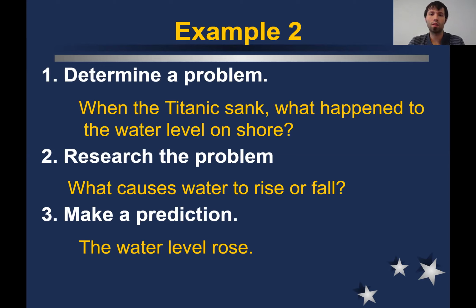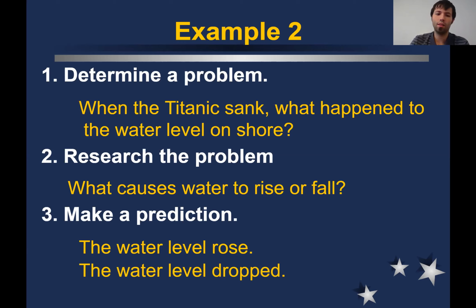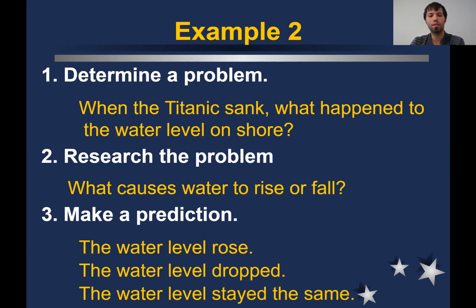Your prediction is what it is. Your prediction doesn't have to be correct. Even if you have an incorrect prediction, well, then you just go back to the third step and try a new prediction. Or there you go, the water level dropped, or the water level stayed the same.